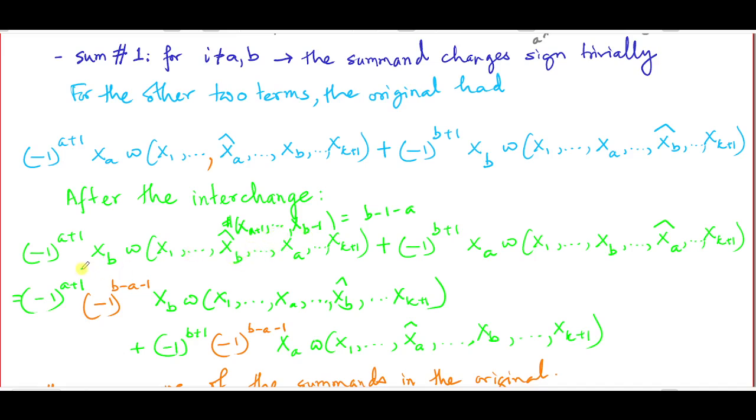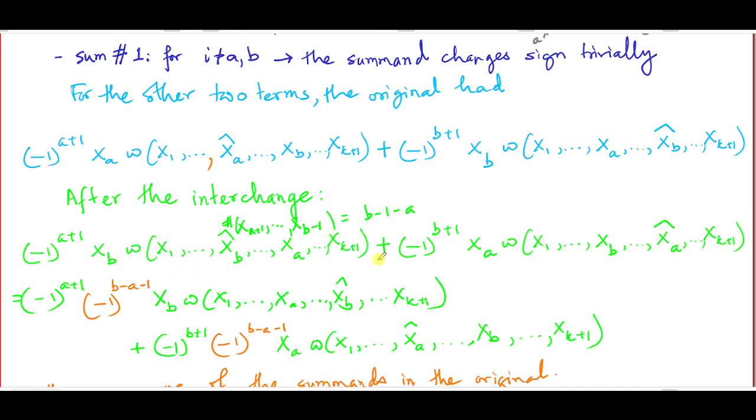Now, in order to make this term take the same form as this one here, I need to push the xa forward until it comes and sits here. That means it has to cross b minus 1 minus a number of vector fields, picking up a minus 1 every time. Remember, omega being a form is completely anti-symmetric. Every interchange gives you minus 1.